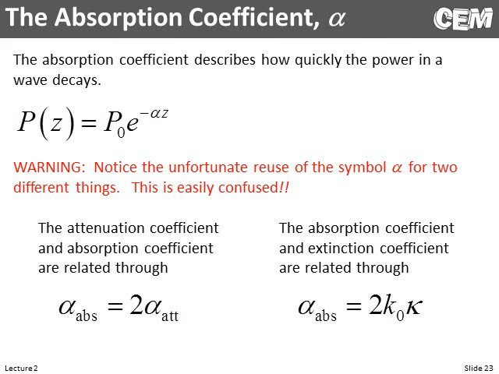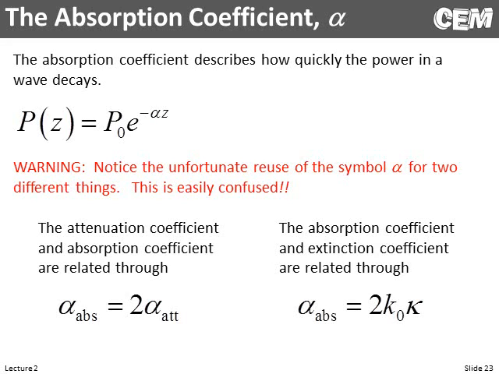We have the absorption coefficient. Now, unfortunately, we're using the symbol alpha twice, and even more unfortunately for a very similar thing, but they actually mean different things. The attenuation coefficient tells you how the amplitude of the wave decays. The absorption coefficient tells you how quickly the power decays, which is the squared version of amplitude. And unfortunately, alpha is used twice for both, and I wish I could reconcile that for you.